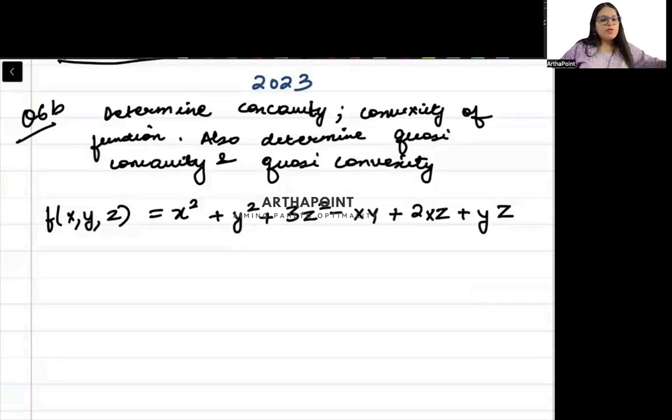Determine concavity, convexity of the function. Also determine quasi-concavity and quasi-convexity of the function. Let us try to do this question.